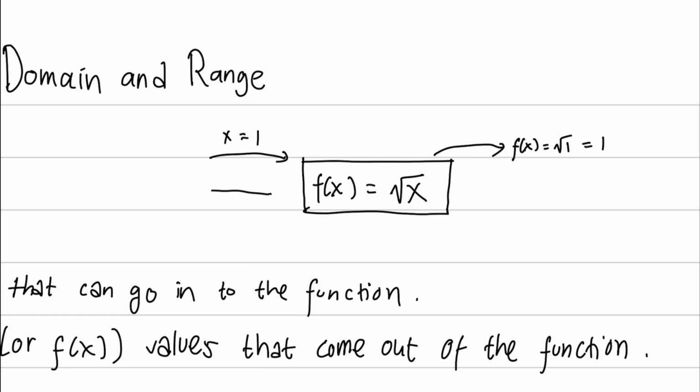You can put another value, for example, x equals 0. And then you'll get the output, which is square root of 0, which is 0. You can put another value, which is 2. And then you'll get another output, which is f(x) equals square root of 2.